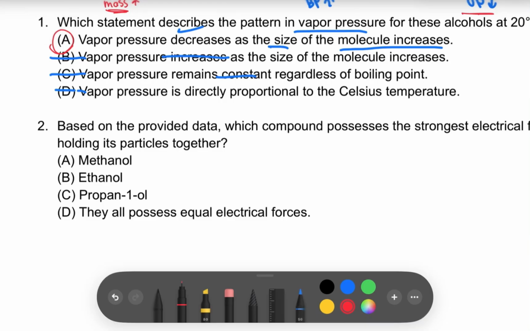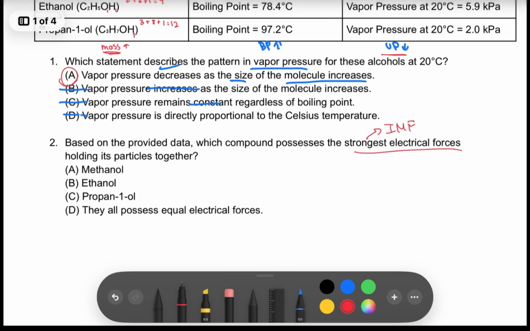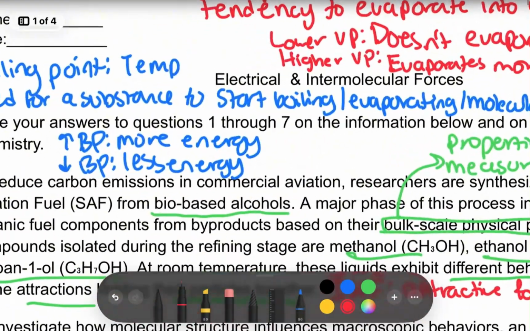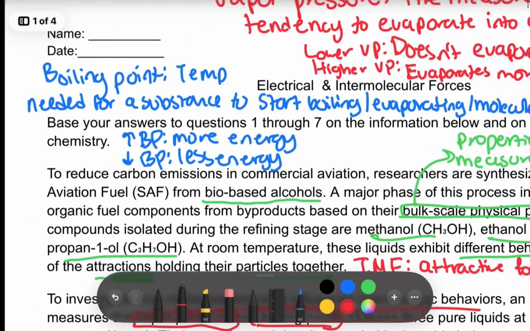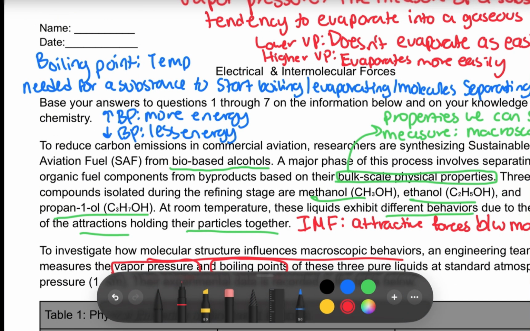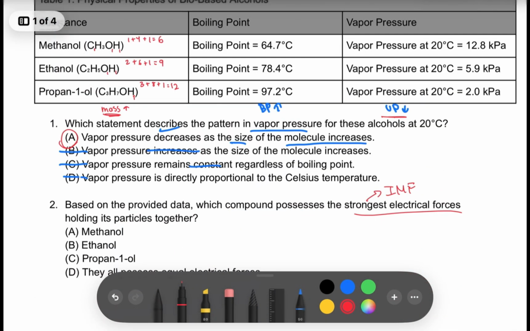Based on the provided data, which compound possesses the strongest electrical forces holding its particles together? So again, strongest electrical forces, that's just the intermolecular forces. So in order to determine how strong the electrical forces are, we can look at the boiling point and the vapor pressure. So as we talked about earlier, if it has a higher boiling point, it needs more energy in order for the molecules to start separating, for it to start evaporating. So if we look here, which one has the highest boiling point? Well, that's propanol. So I'll just mark that down for now. And we also see that propanol has the lowest vapor pressure.